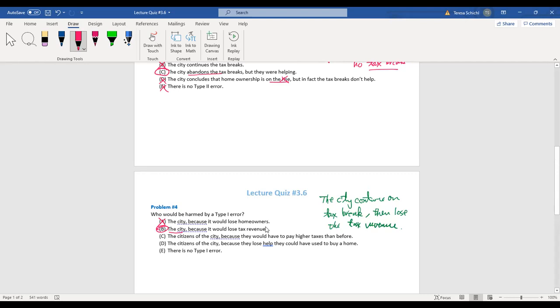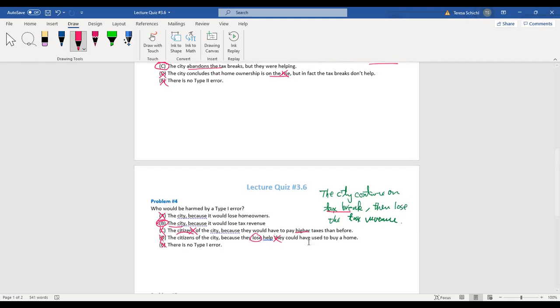Okay, then part C says the impact is on the citizens of the city. No, we know it's not the citizens of the city. So they would have to pay higher taxes. No, they got a tax break. The citizens of the city, because they lose help they could have used to buy a home? They did not lose help because the city continues to have the tax breaks, right? All right, so the answer is what? It is B here, right?